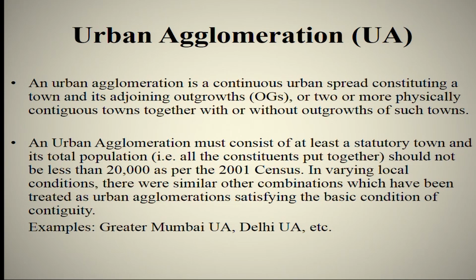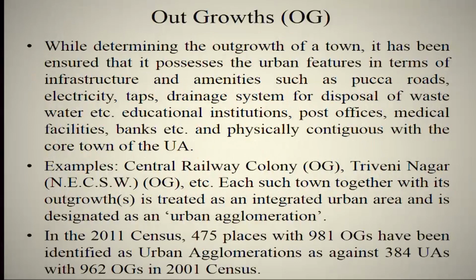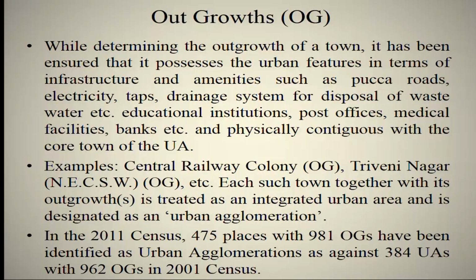You will find that these areas are overcrowded. While determining the outgrowth of a town, it has been ensured that it possesses urban features in terms of infrastructure and amenities such as pakka roads, electricity, taps, drainage system for disposal of wastewater, educational institutions, post office, medical facilities, bank, etc., and is physically contiguous with the core town of the urban agglomeration. Example: Central Railway Colony, an OG of Triveni Nagar, etc.